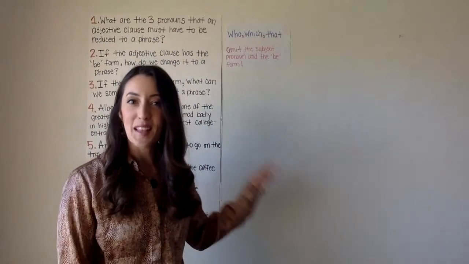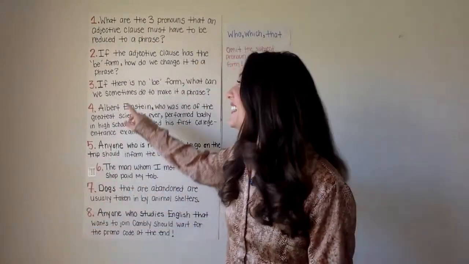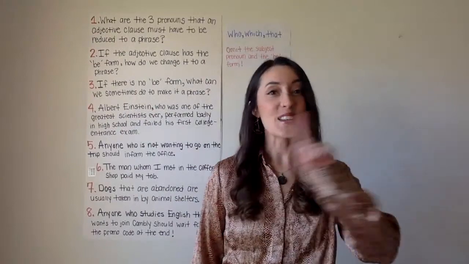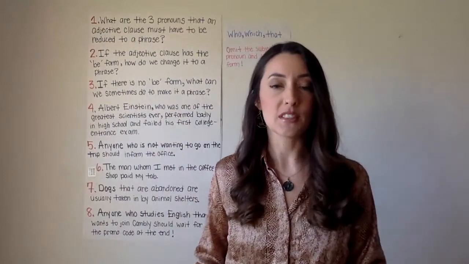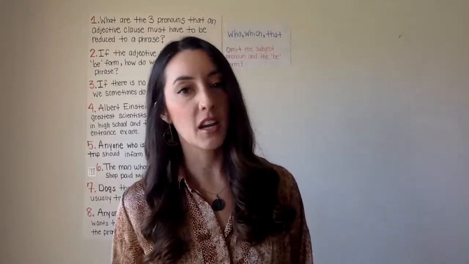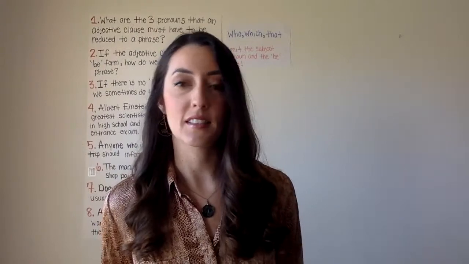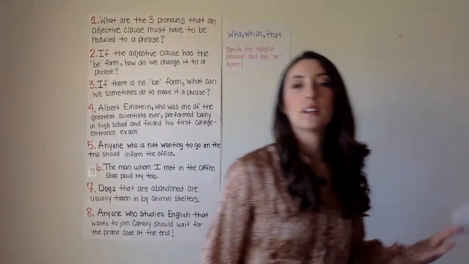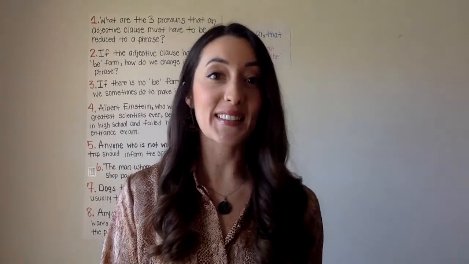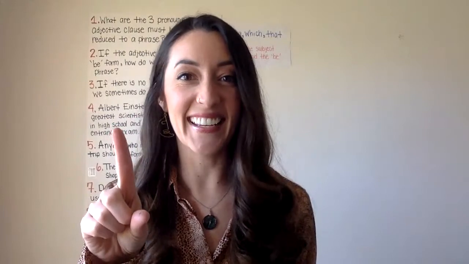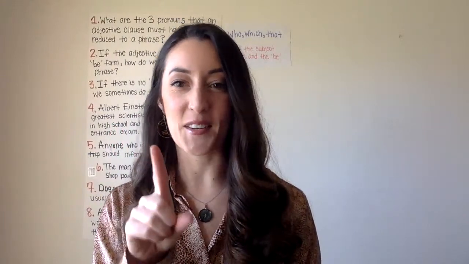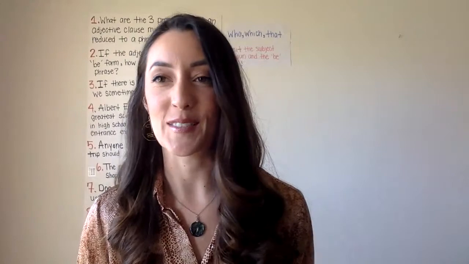Am I gonna have to block this so you don't start putting answers? Number 3, if there is no form of the verb be, what do we sometimes do to make it a phrase? If we don't see the form be in the adjective clause, what can we sometimes do? What's the rule to make it a phrase? I see some right answers, but I think they were put when we were still going over number 2, so they don't count. So if you give the answer when I'm not to the question yet, no extra credit points for you.